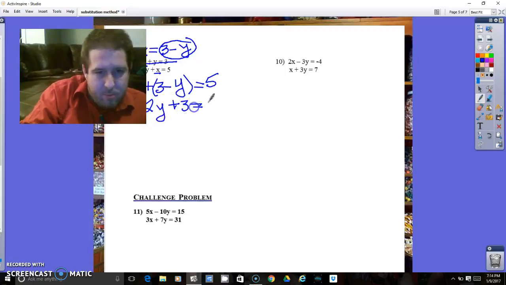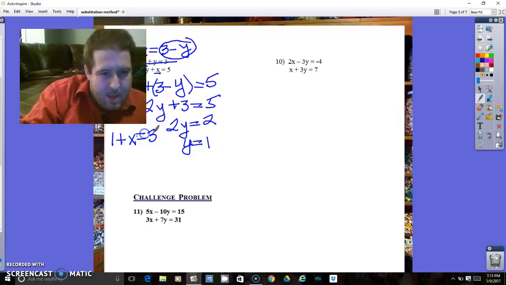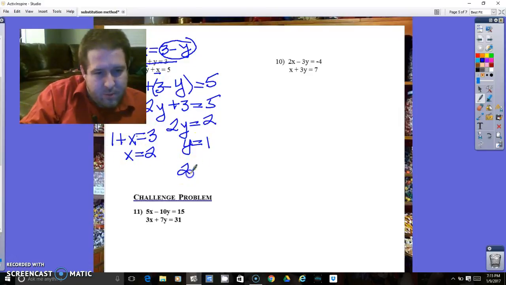plus 3 equals 5. Subtract 3 from both sides makes this 2, and then divide both sides by 2 and you get 1. Plug the 1 back in just like we've done in the past. 1 plus x equals 3. Subtract 1 from both sides means x must be 2. So we've got 2, 1 is the clear answer.